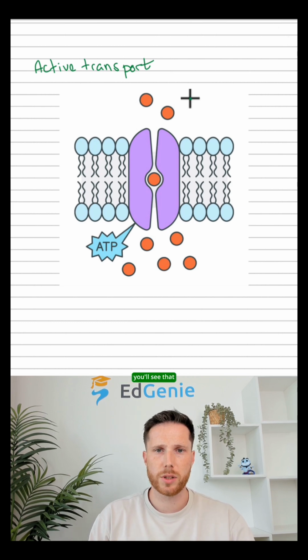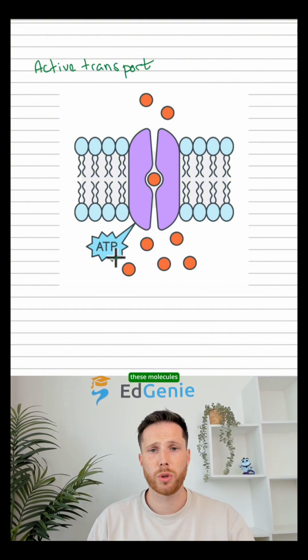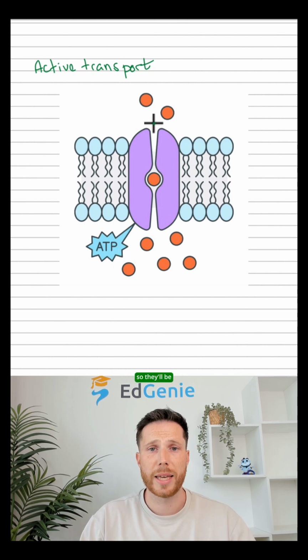So in this diagram here you'll see that we have a carrier protein in the middle, and this is going to use ATP to change shape. And as it does that, it's going to pass these molecules from the area of low concentration to the area of high concentration. So they'll be heading this way.